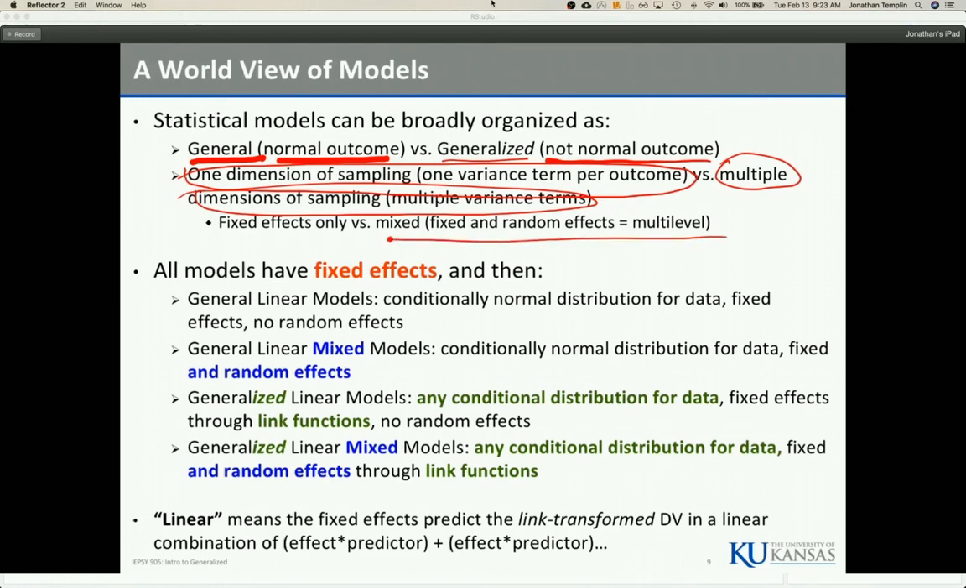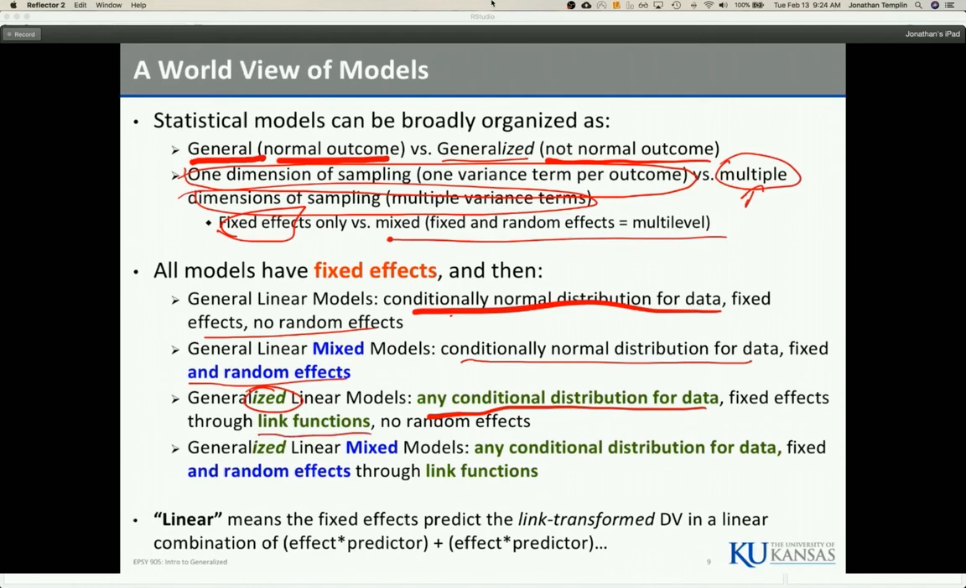So all models have fixed effects, which means they apply to everybody. General linear models assume a conditionally normal distribution for data with no random effects. That's that multiple dimensions of sampling. The general linear mixed model is conditionally normal for data with a random effect. But then we get to what we're talking about today. Generalized linear models is for any conditional distribution of data, and we have fixed effects that make predictions through these things called link functions, which we'll see in just a moment.